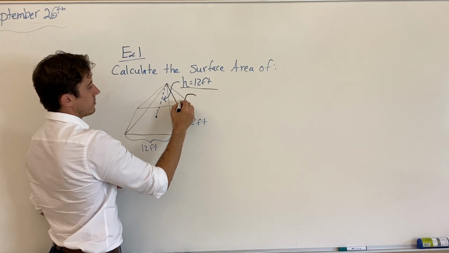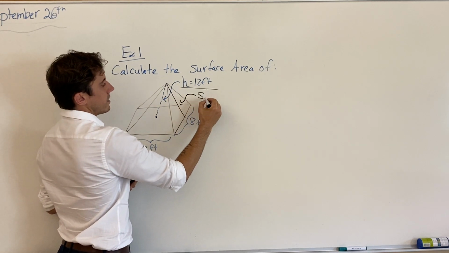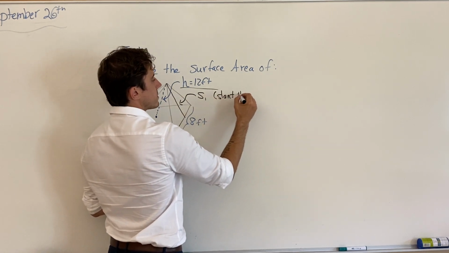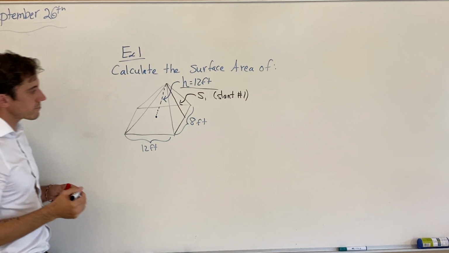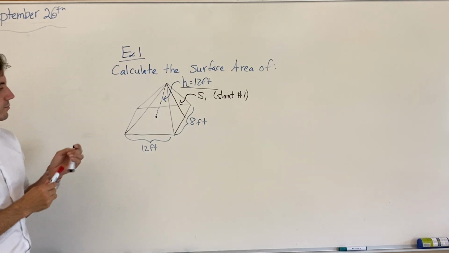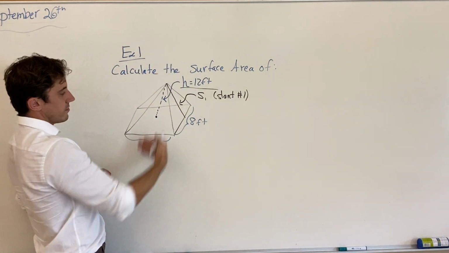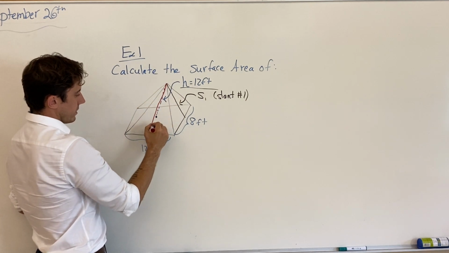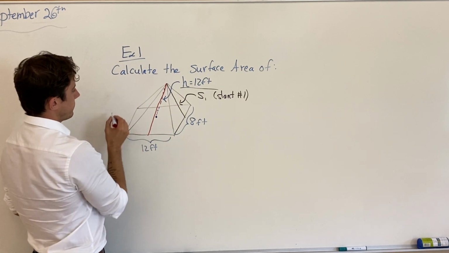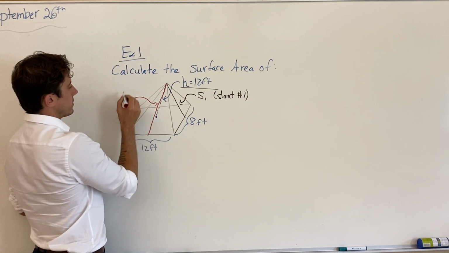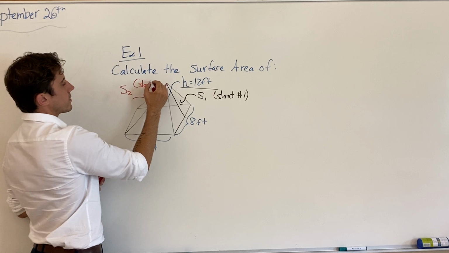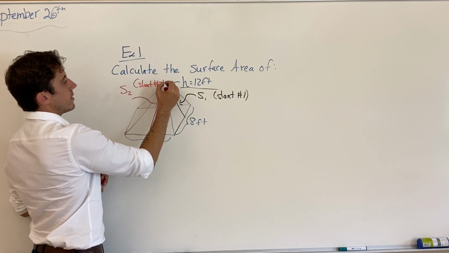So let's call this slant height S1, I'll make a note. Slant height number 1. And then of course, we need the slant height of this forward-facing triangle. A bit tricky to draw, but something like that. And we'll call this one S2. Again, for slant height number 2.